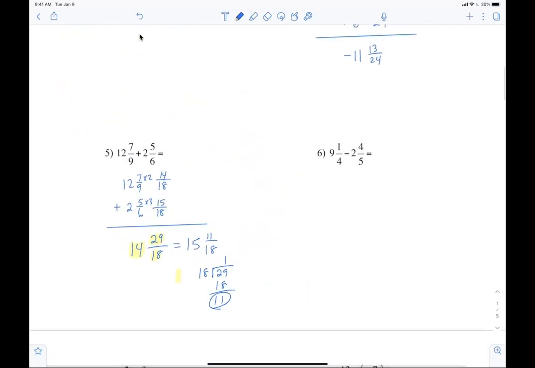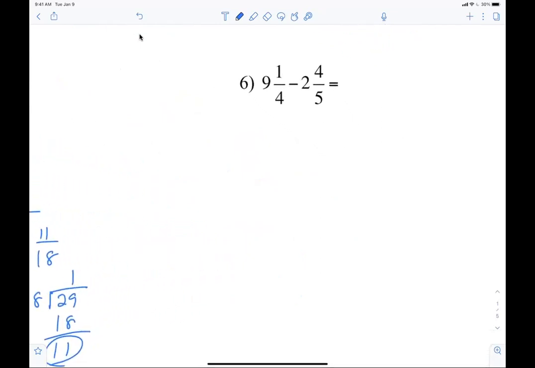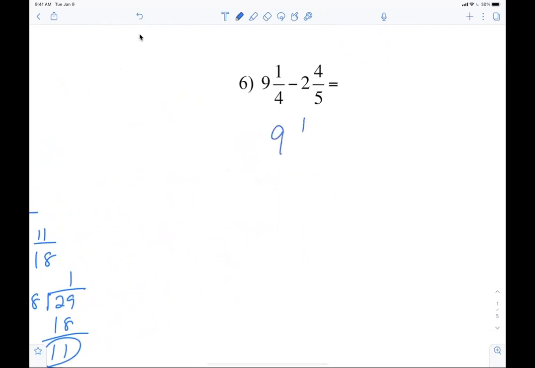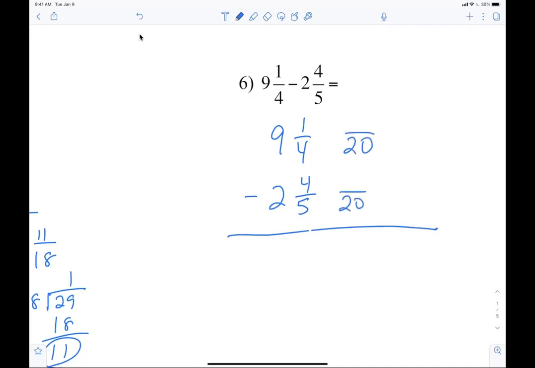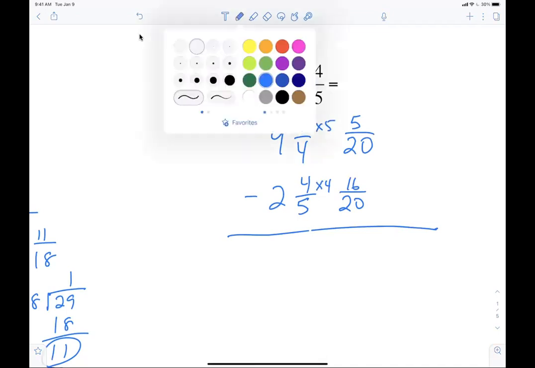All right, Max, you're up with number 6. Okay, so you put 9 and 1/4 minus 2 and 4/5, right? A common denominator is 20. Perfect. So then you multiply the 1 by 5, and get 5 over 20. And then multiply the 4 by 4 and get 16. Perfect. Now you have to borrow. Yay. Thank you for remembering that.